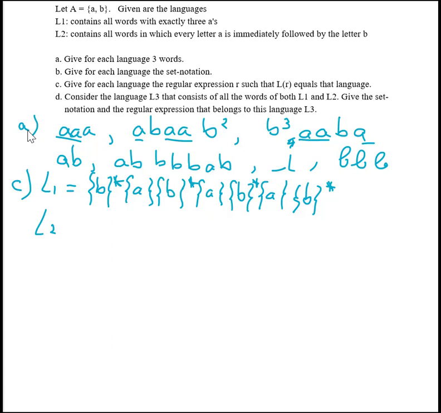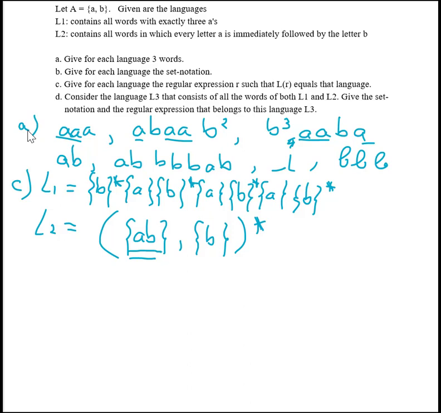L2, so every letter A is immediately followed by a letter B. So I need to have this combination. I can also have the combination with only a B, and then I can choose either one of them as often as I like. So as long as I have this combination, then I can at random do B's in front or after, etc.